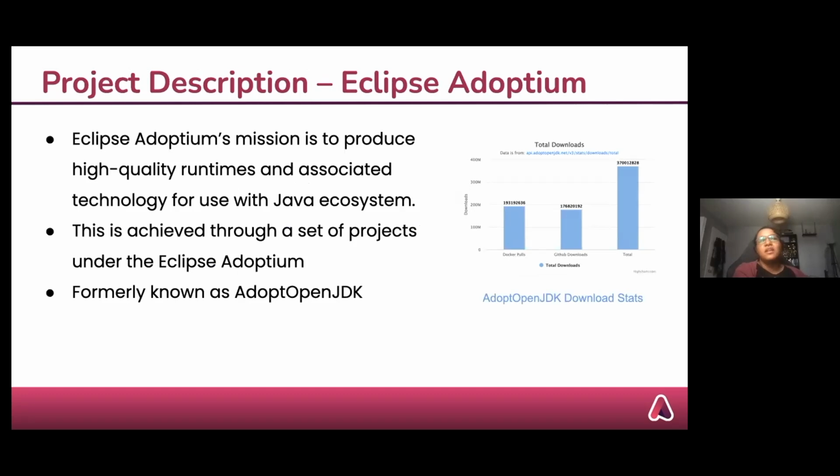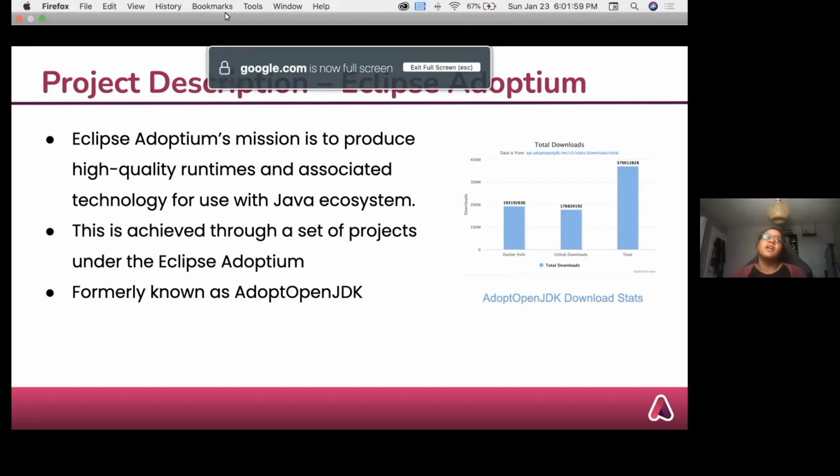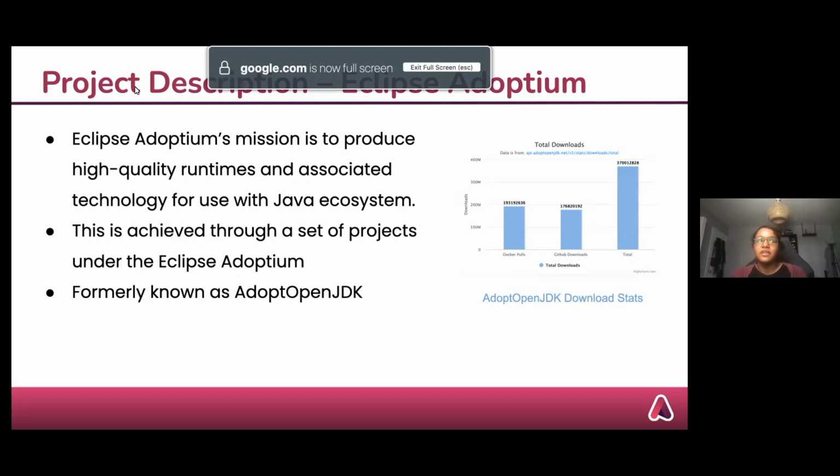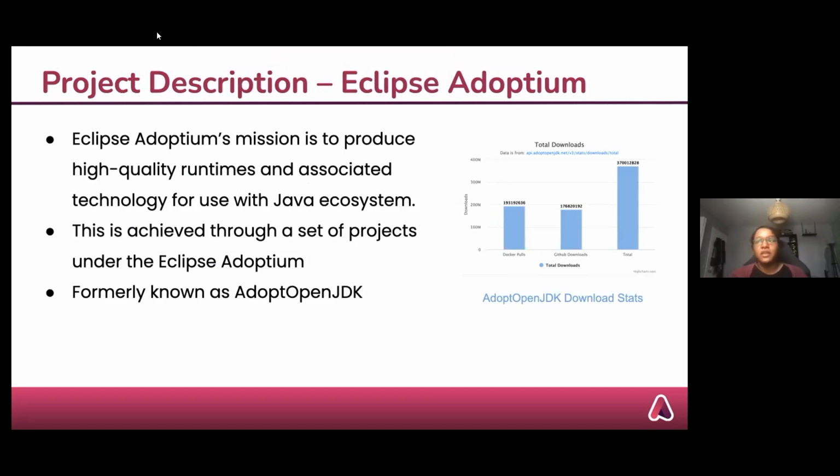So what is Adoptium? It was formerly known as Adopt OpenJDK, and it's Eclipse's mission to produce high quality runtimes and associated technologies with the Java ecosystem. It does that through a set of projects under Eclipse Adoptium, most notably AQAvit and Temurin. Temurin is the actual Java binaries that Adoptium provides.